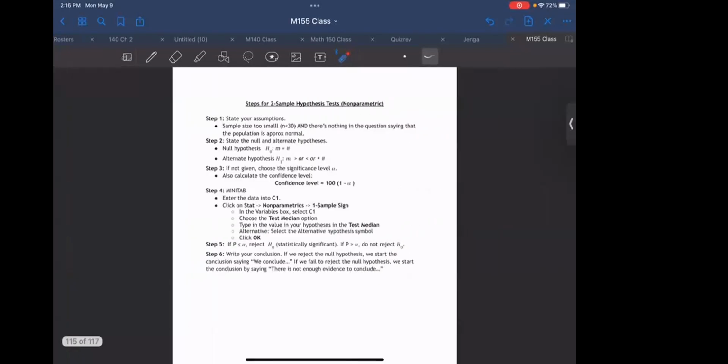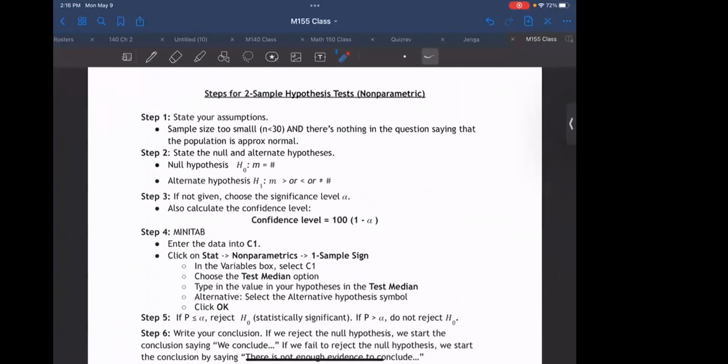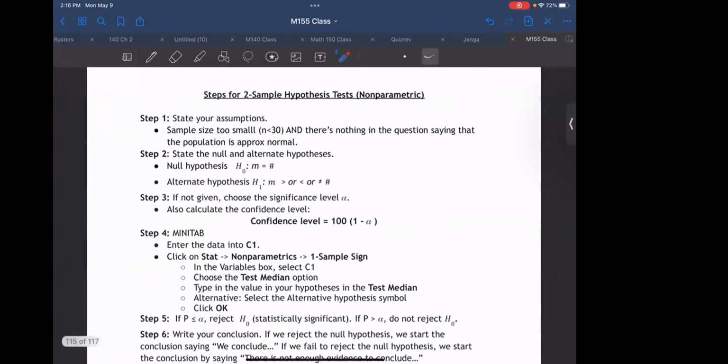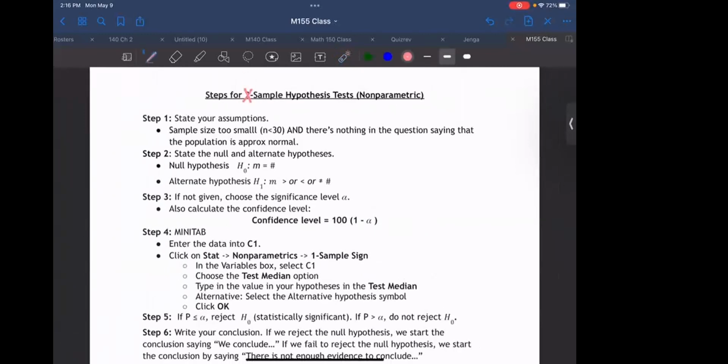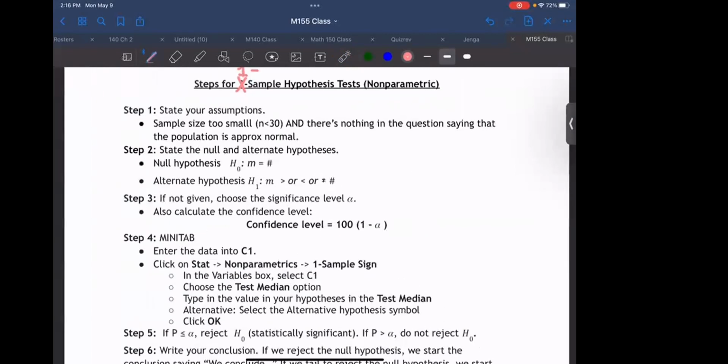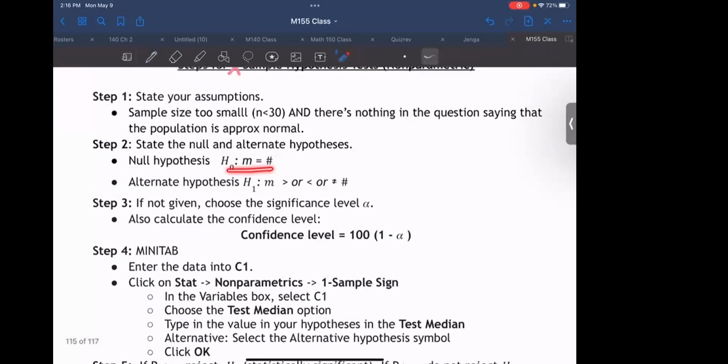Okay. So here are the steps to doing this one-sample hypothesis test. First thing you're going to do is state your assumptions. You need to say that the sample size is too small, or that n is less than 30, basically. And you also have to say that there's nothing in the question saying that the population is normal. Step 2, state your null and alternate hypotheses, like what we wrote on the first page. Step 3, calculate your confidence level.